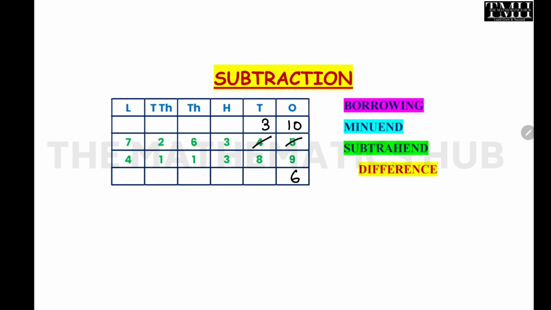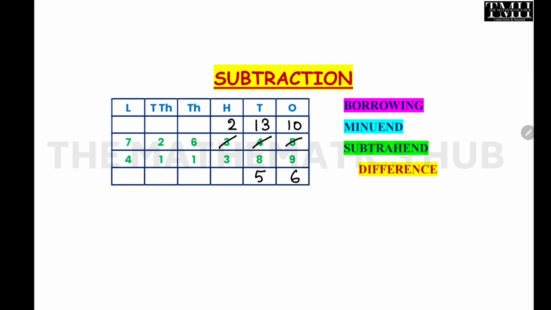Now let's subtract tens column again. 3 minus 8. Since 3 is smaller than 8, hence subtract 1 from the hundreds column and what will be remaining? 2. And add 10 to the top number of the tens column. 10 plus 3 equal to 13. 13 minus 8 is equal to 5.